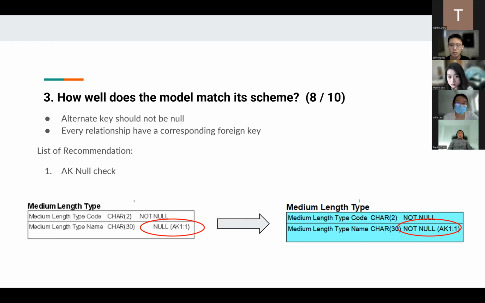And for this category, we also do a non-null check to make sure all candidate keys are unique, stable, and mandatory. But for the media length table, media length type name as a candidate key shouldn't be null here, so we would like to take the point off. And we also make sure that every relationship has a corresponding foreign key. In this model, every relationship has a corresponding foreign key, which is good. Based on our evaluations, we would like to give 7 in this category.